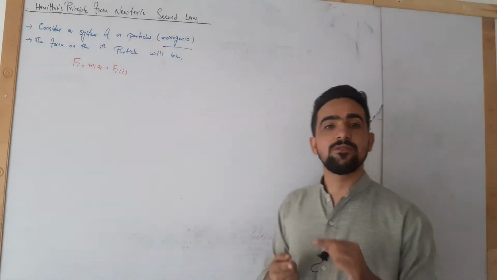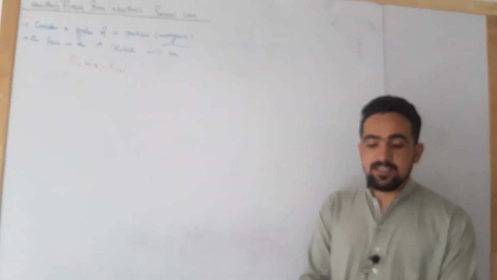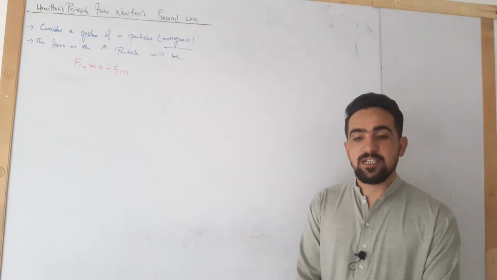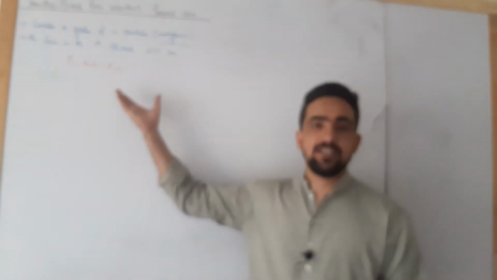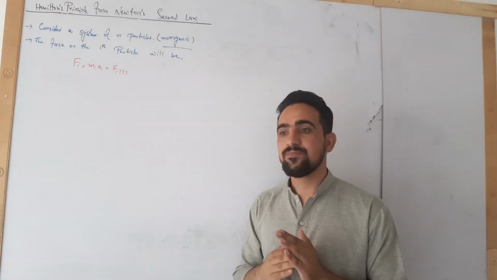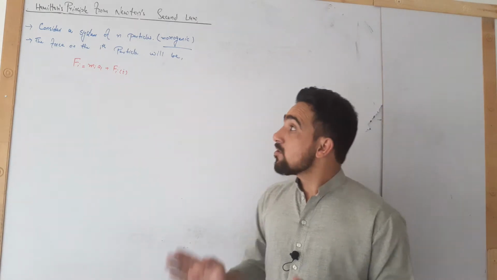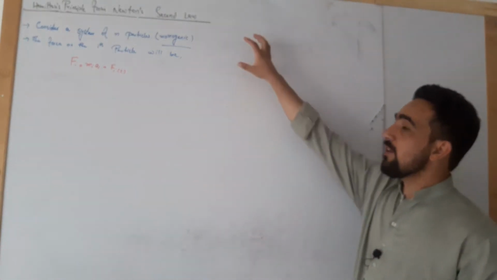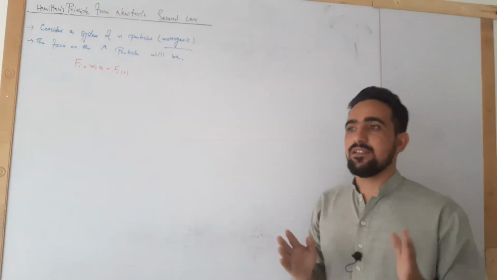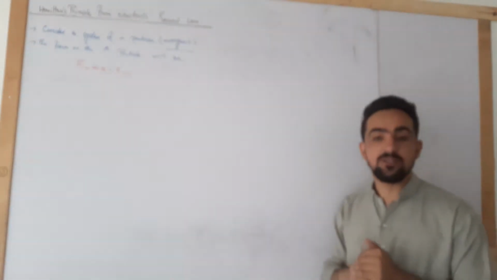Today we are just going to derive Hamilton's principle from Newton's second law of motion. Most of the books derive Newton's second law of motion from Hamilton's principle, but I rather chose another approach, and I have tried to prove Hamilton's principle from Newton's second law of motion. So let us consider a system of n particles. As we have discussed earlier, for Hamilton's principle to be valid, our system must be monogenic.